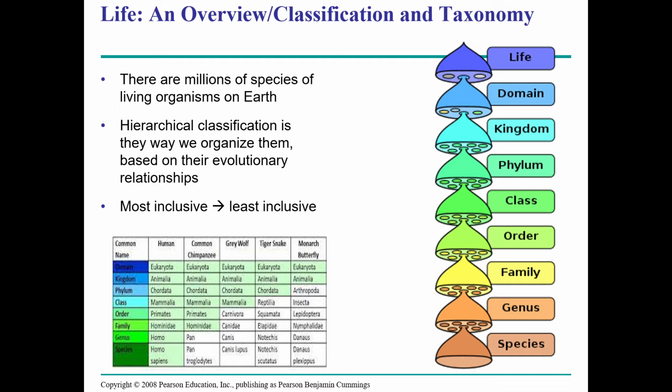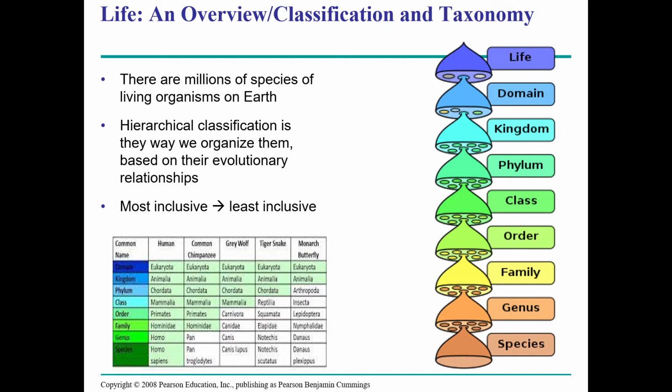And as you can see underneath on the left-hand side, for instance, we have human in the domain Eukaryota or Eukarya, which is what the chimpanzee and the wolf and the tiger snake and the monarch butterfly are all in, the same domain, which we'll get to in a bit, as far as why they're all in the same domain. And it looks like these are all in the kingdom Animalia. They're all animals, all except for the monarch butterfly.